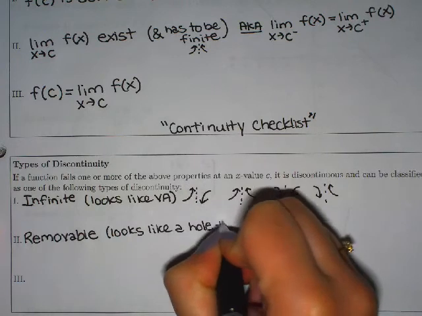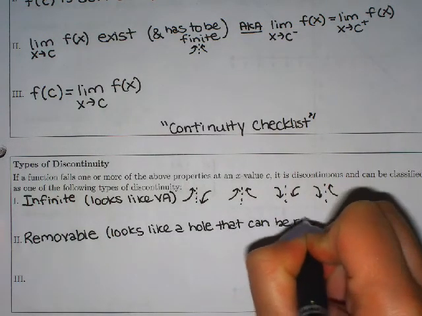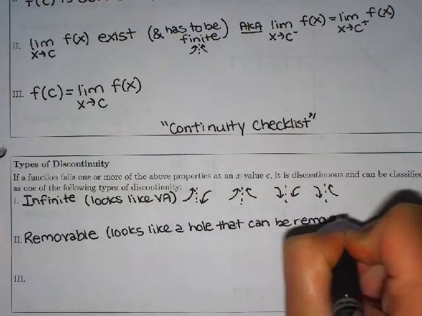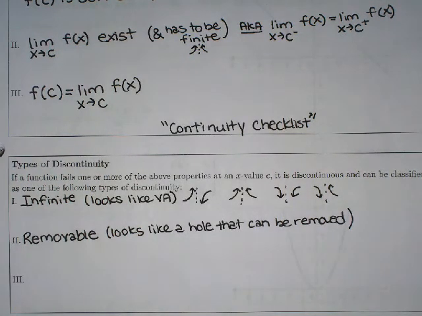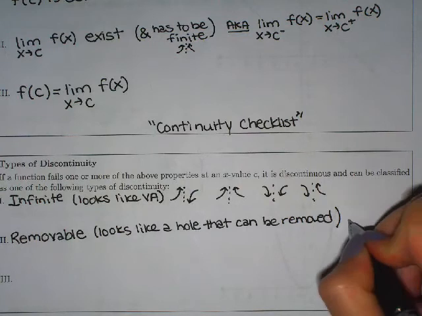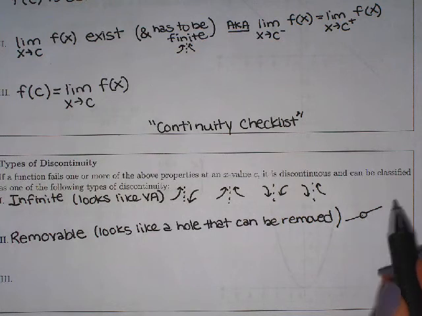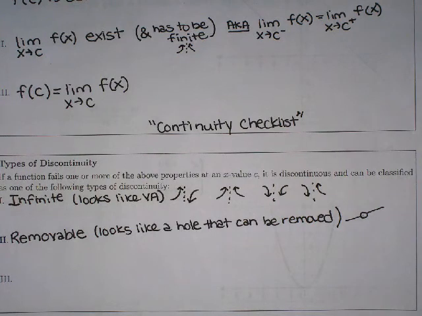It is just a little hole in the graph that can be removed. That's how it gets the name removable. It looks like a hole in the graph that you could just fill in and then you'd be continuous. So something like this. All I would have to do to make this continuous is color in that one hole, and then I wouldn't even have a discontinuity. So it's easily removable, and that's how it gets its name.